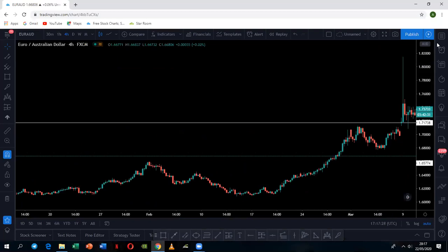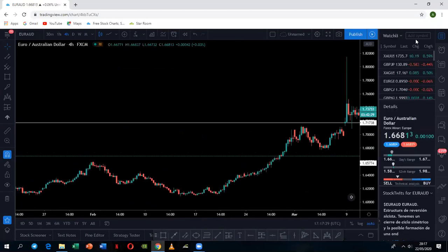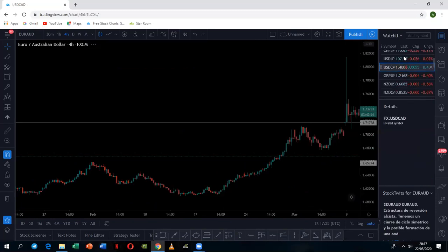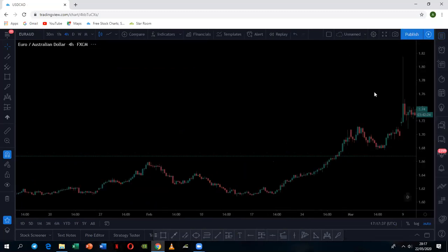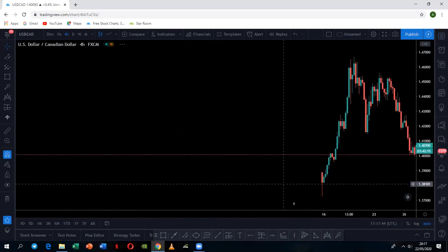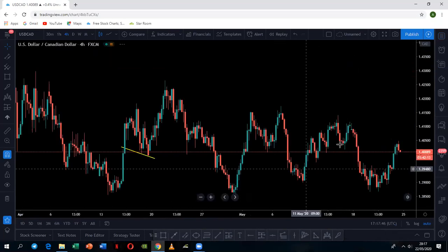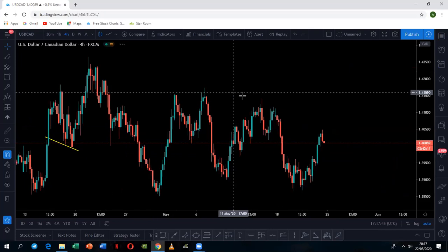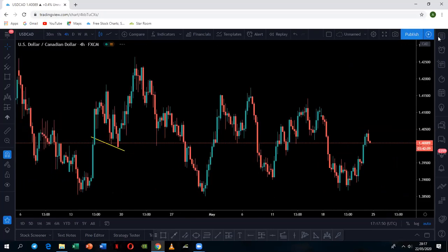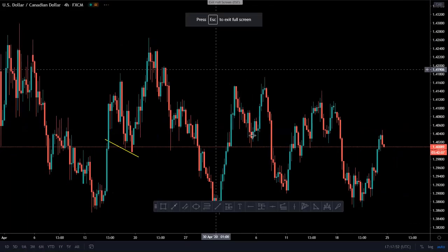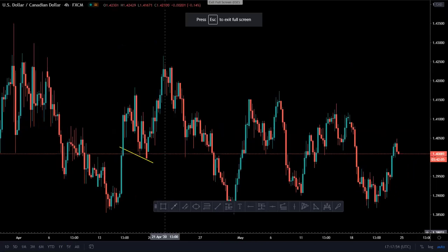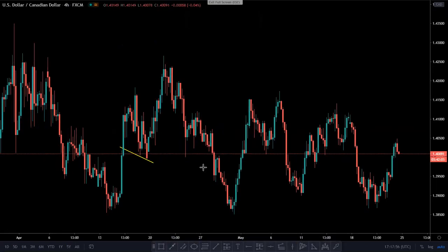This is not a good chart. Always, if the chart is not good, don't force. If there are no zones, there's more than one chart. You don't have to trade every currency pair. So let's go to the USD CAD. Very good, I already see a good sell zone on the USD CAD on the 4-hour.